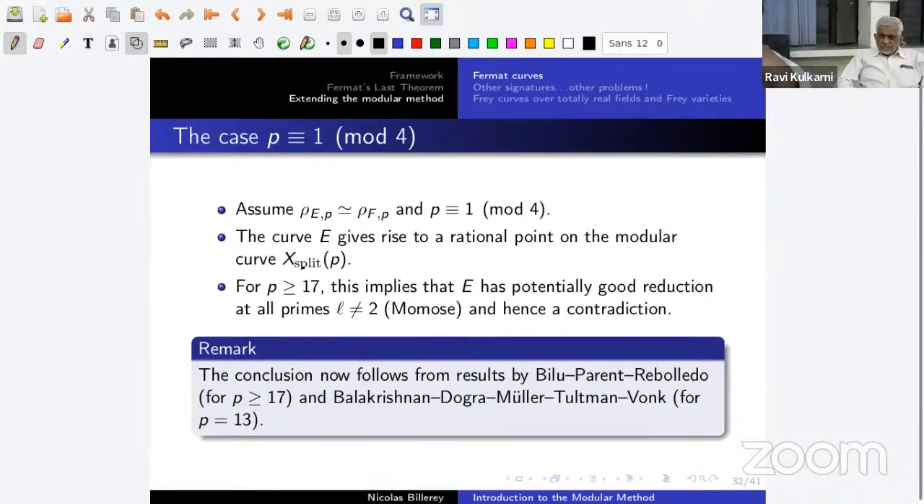There's no rational non-CM rational points on these modular curves. So this is related to the determination of Q-rational points on this modular curve. But all we need for this argument is an integrality result, resolved by Momose. That's enough for us, so you can forget about the remark.